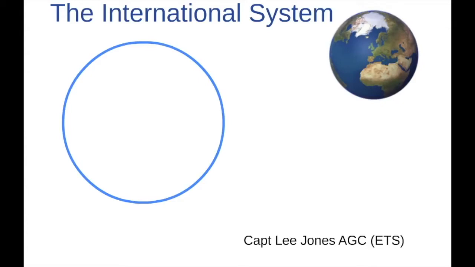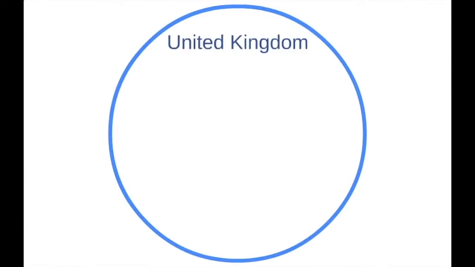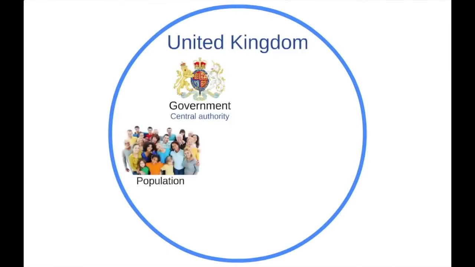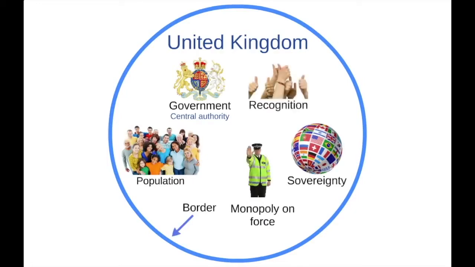The modern international system under which we live today is only a few centuries old. So let's look at the significant events that have marked the milestones in the development of the international system. Let's start to populate our system. Here we have a state, and this state is our United Kingdom, with a government, a population, a border, monopoly on force, sovereignty, and recognition by other states. If you would like to know more about these characteristics, then please view the podcast on the state.